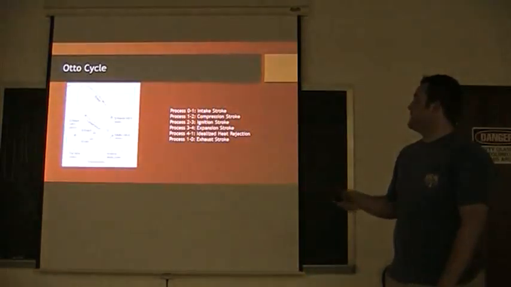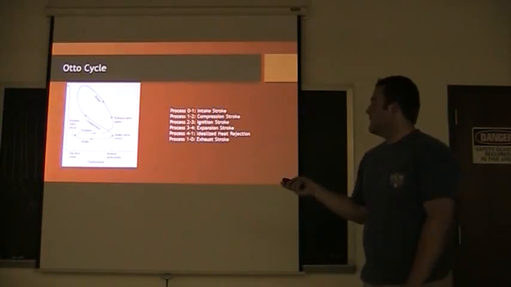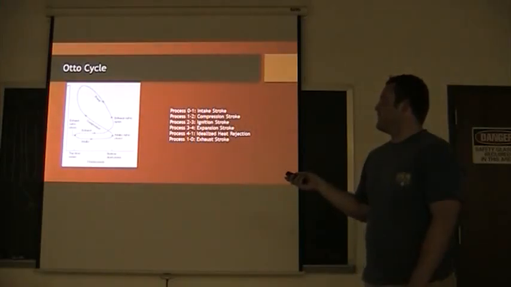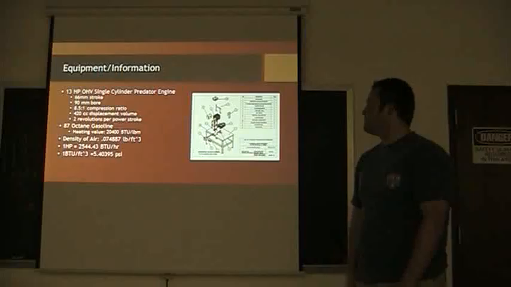But this is the actual Otto cycle. As you can see here, nothing is ideal about this. It's not an isentropic process, it's not an adiabatic process. You've got all kinds of losses. So this is what we're getting.